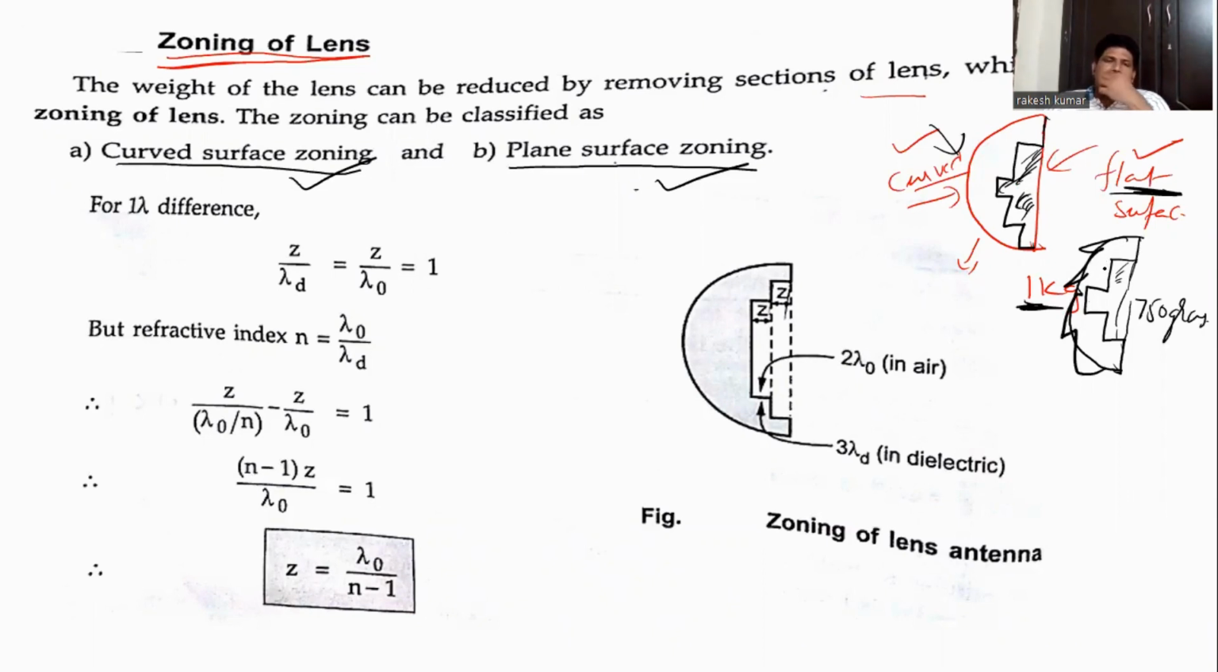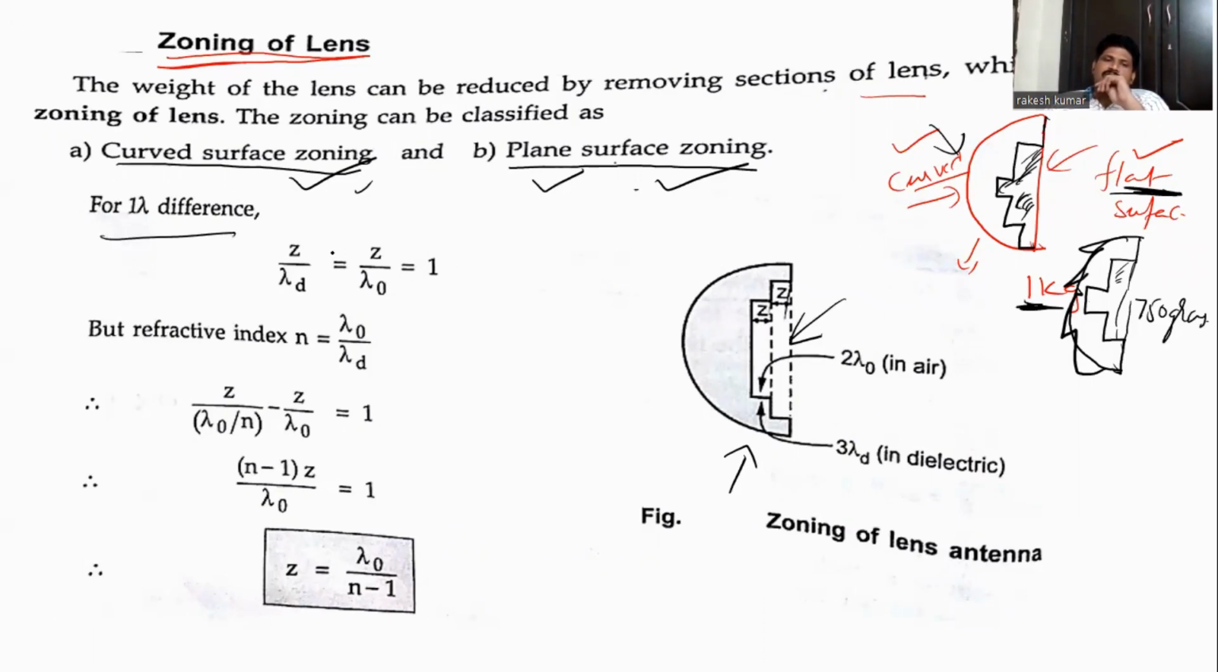Zoning means the weight of the lens can be reduced by removing sections of the lens, which is called zoning of the lens. What are the two types of zoning? One is curved surface zoning and the other is plane surface zoning. Here the zoning is done on the plane surface, so this is plane surface zoning.